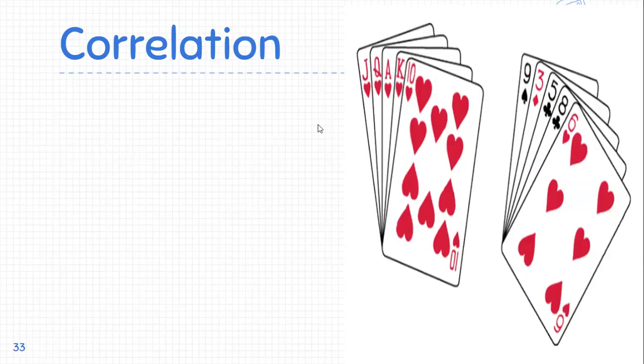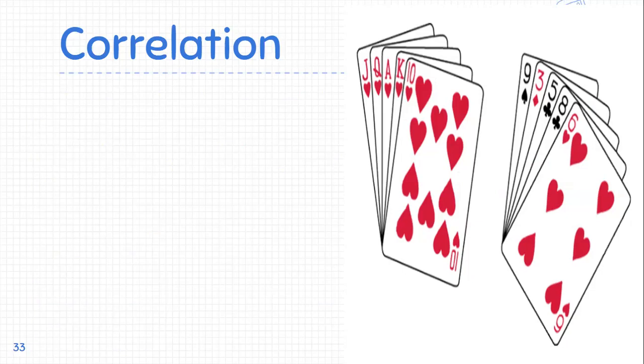So, okay. If I told you that you had the exact same odds of being dealt the hand on the left as you do the hand on the right, you would call me a liar. But the truth is, you have the exact same odds of being dealt either one of those hands.